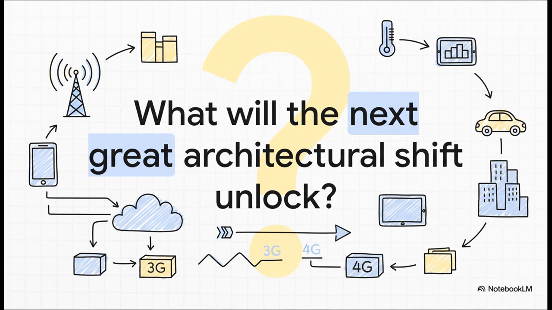So when you look back at it, the big takeaway is this. The 4G revolution wasn't just about making the parts faster. It was driven by a fundamental change in the blueprint, in the architecture itself. It put the internet at the absolute center of mobile communication, and by doing that, it created the connected world we all live in today. Which of course leaves us with one really fascinating question. What will the next great architectural shift unlock?